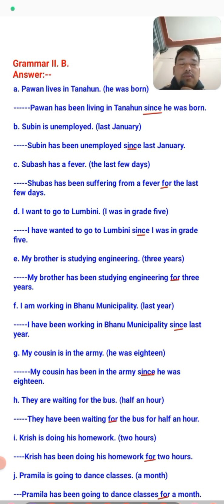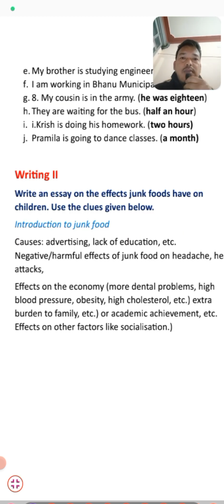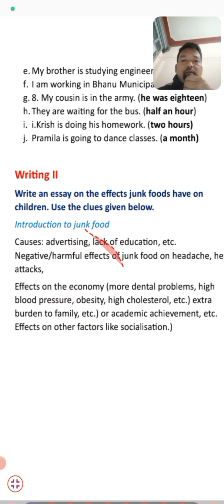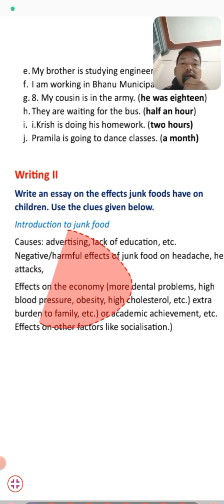Now it's time to move to the next exercise. Next part, students, is writing two. In the writing two exercise, we have to write an essay on the effect junk food has on children. Use the clue given below. Here is the clue, students, and you have to write about the effect of junk food on children, and you can use these clues while writing this paragraph and essay.